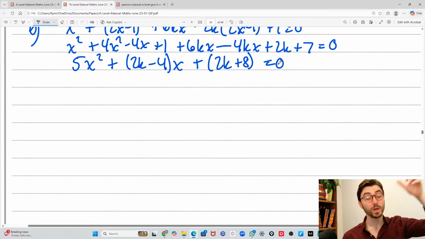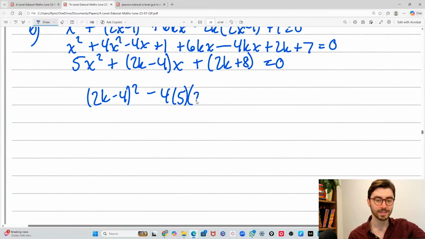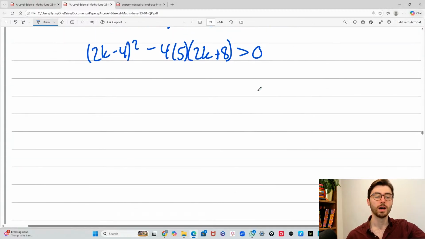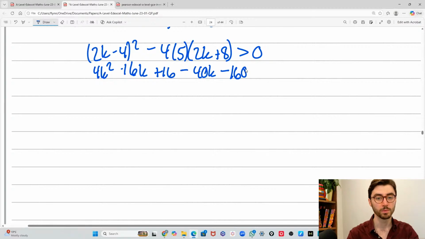Great. So we know this discriminant is going to be bigger than 0 because it has 2 distinct solutions. So b squared minus 4ac is bigger than 0. So 4k squared minus 16k plus 16 minus 40k. Let's take a 2 from that. So this minus 160. I will confirm that on the calculator, because you don't get bonus points for doing it in your head. You just got to get it right.